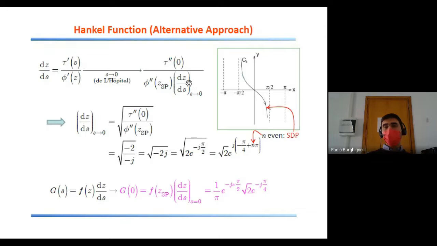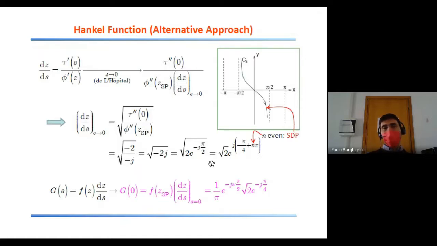So you can move that part of the denominator to the left-hand side, and what you get is that the square of the mapping derivative at the origin is given by the second derivative of tau at the origin divided by the second derivative of phi at the saddle point. And finally, if you take the square root, you are able to evaluate the mapping derivative at the origin as the square root of this ratio of second derivatives. Those second derivatives were calculated in the previous slide, so they are respectively equal to -2 and -j.